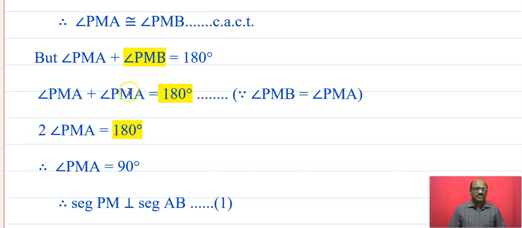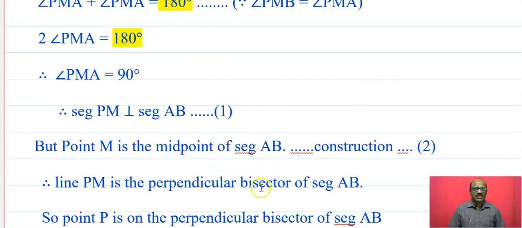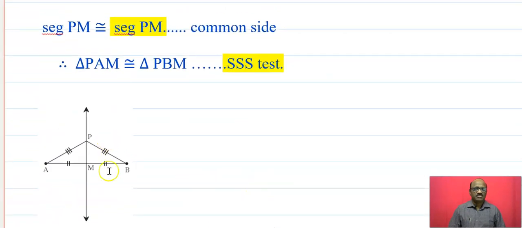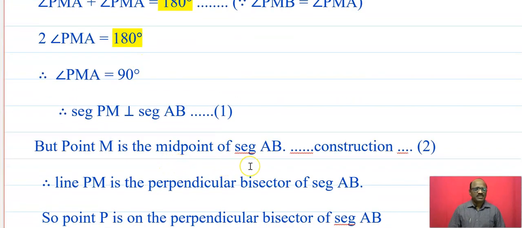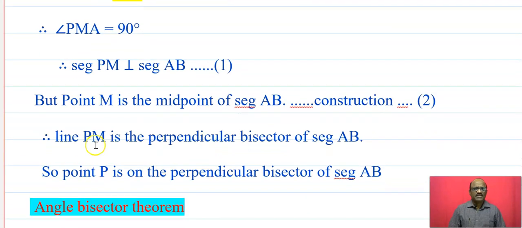Therefore, PMA plus PMA, that is 2 times angle PMA, is equal to 180. Therefore, measure of angle PMA is equal to 90 degrees. Therefore, segment PM is perpendicular to segment AB. Therefore, the line PM is the perpendicular bisector of segment AB. So the point P is on the perpendicular bisector of segment AB. That is what we wanted to prove.